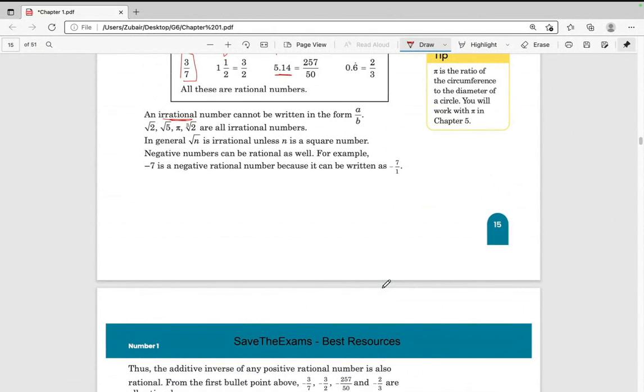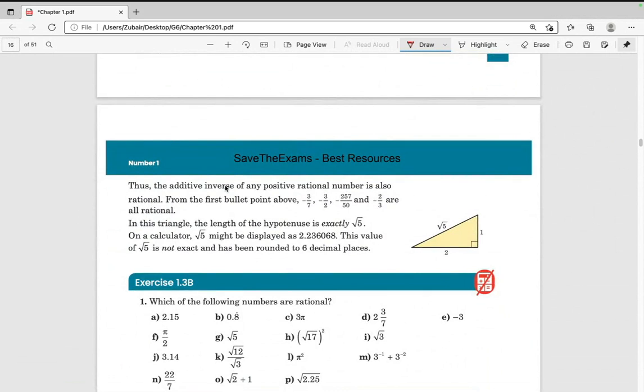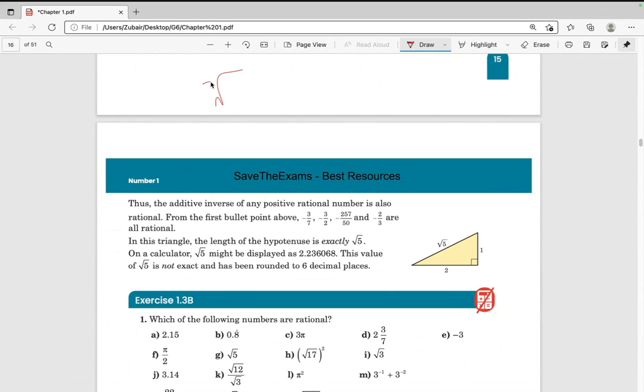Any confusion in this? No, sir. Minus 7 is a negative rational number. It is negative and it is exact, so it can be written as fraction as well. So we will not have any negative irrational number because we are talking about square roots and cube roots, where we can have cube root of negative number, but not for square root.